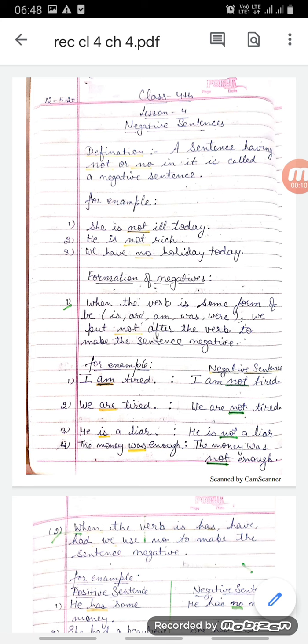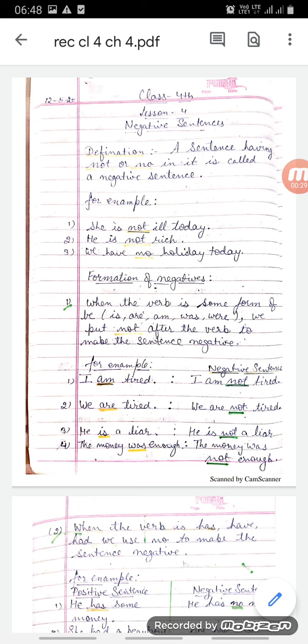Dear students, today we will be doing lesson number 4 of our English grammar book. The name of the lesson is Negative Sentences. Definition: a sentence having not or no in it is called a negative sentence.